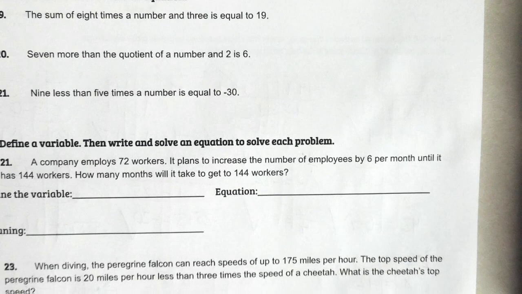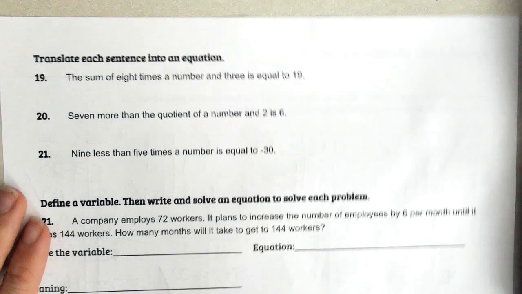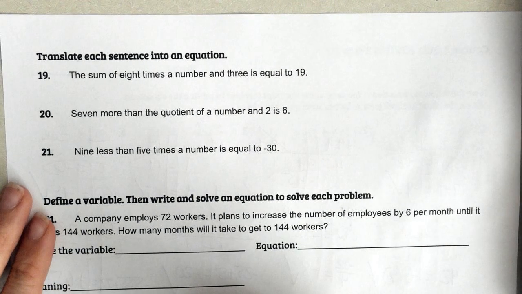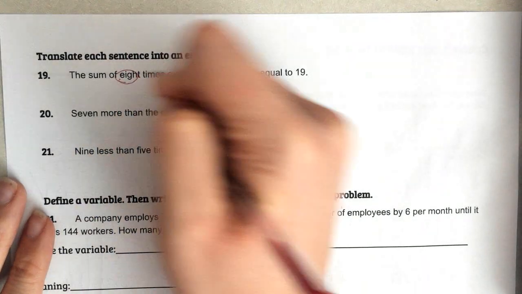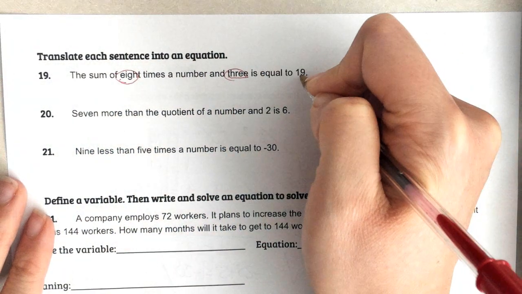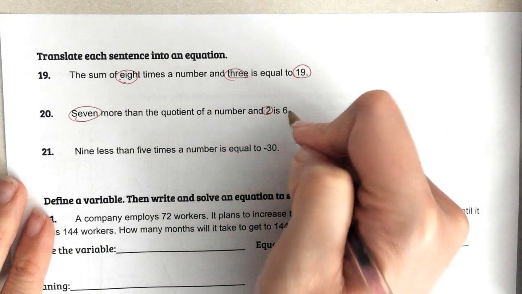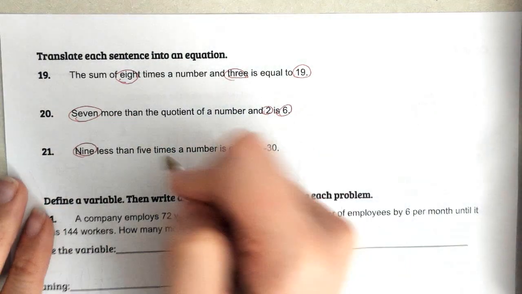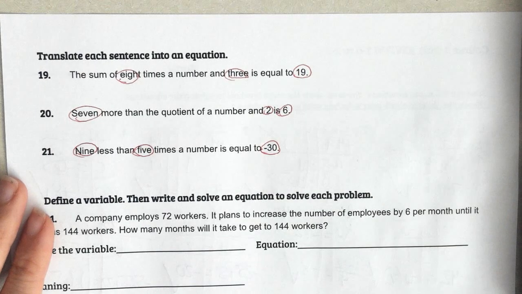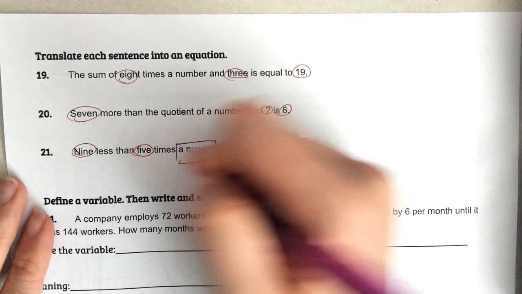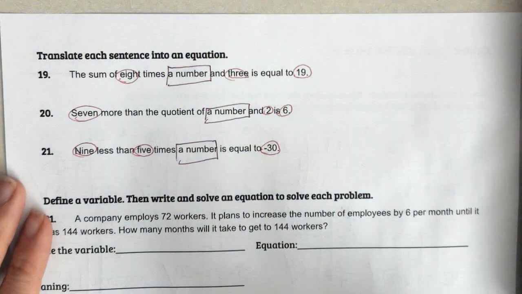Backside. On these, remember, it does help to actually circle the numbers and box the variable. So here my numbers: 8, 3, 19. I'm just going to do them all at once. 7, 2, 6, 9, 5, negative 30. When I box, it says a number, a number, a number.